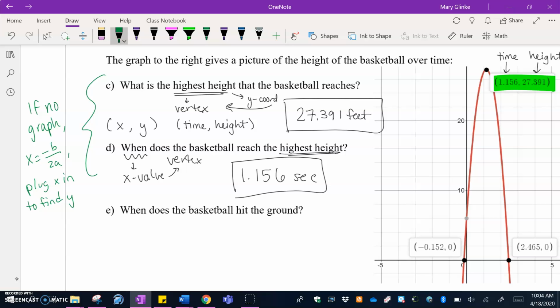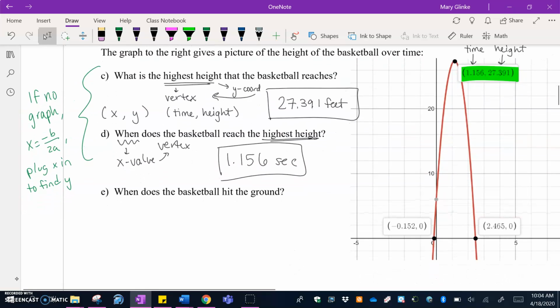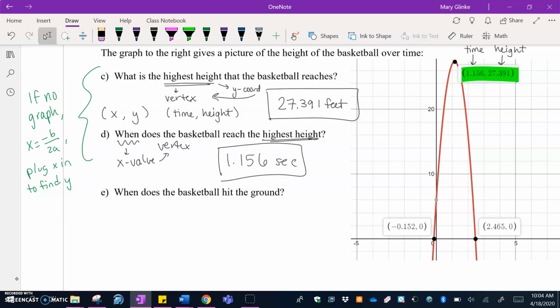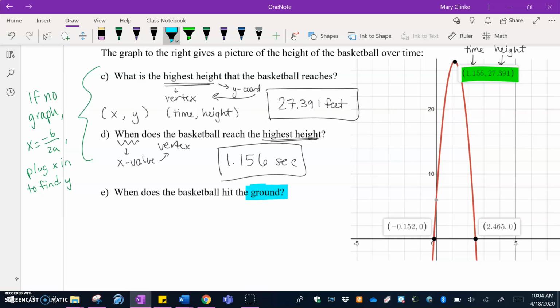That would help us answer questions about the maximum height. Then we're going to have a different type of question: when does the basketball hit the ground? Visually looking at our graph, hitting the ground is when the basketball gets back down to a height of 0. Anytime you see something about hitting the ground, this is looking for your x-intercept. On the graph, we can just pull that x value at 2.465 seconds.